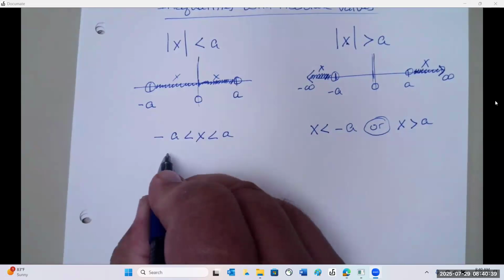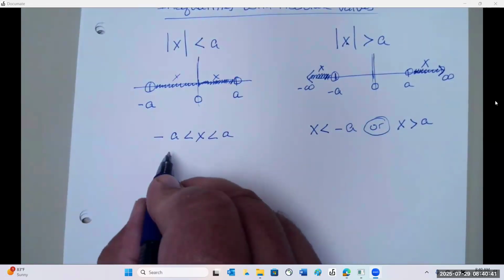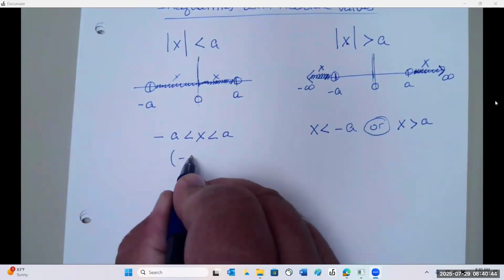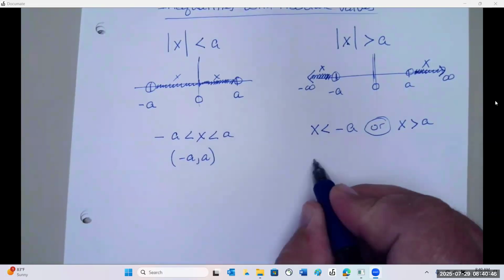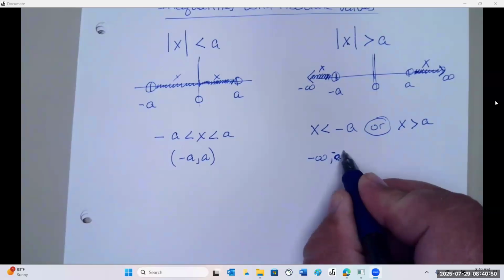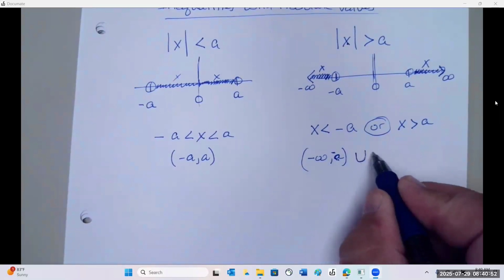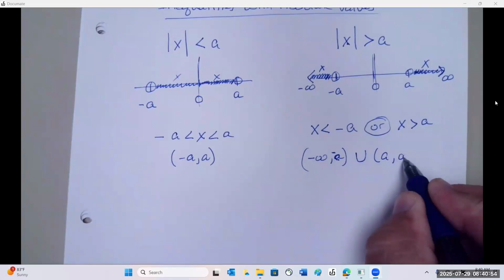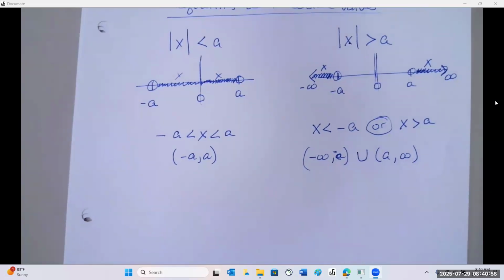And then, if you want to use set notation or interval notation, we'd have negative A to A, or negative infinity to negative A, unioned with A to positive infinity. We've talked about that, so I'm not going to rehash that.